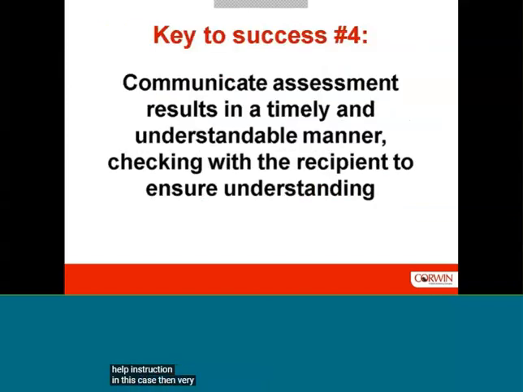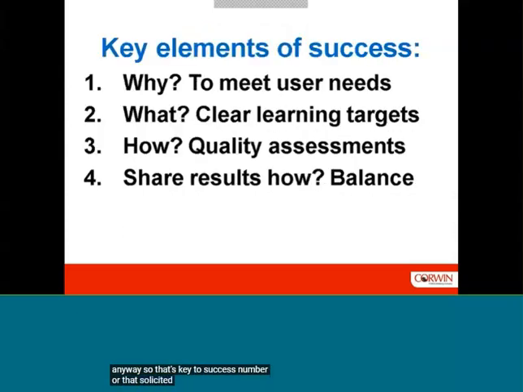In this case, then, very simple key to success number 4 is communicate assessment results in a timely, understandable manner, checking with the recipient to ensure that they understood it. When was the last time we did that with annual test scores? Sometimes they're hard to understand anyway. So that's key to success number 4. That adds to the list, to meet user needs. What? Clear targets. How? Quality assessments with results shared in a manner that fits the context of the communication.